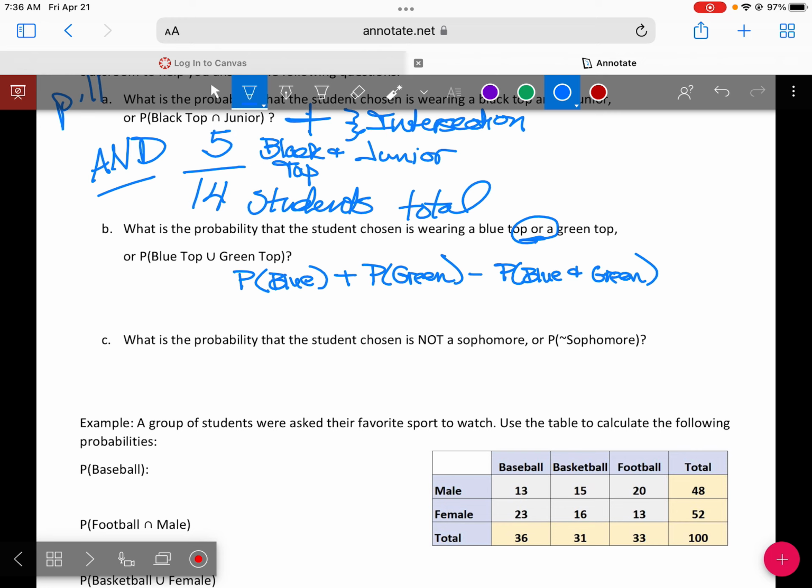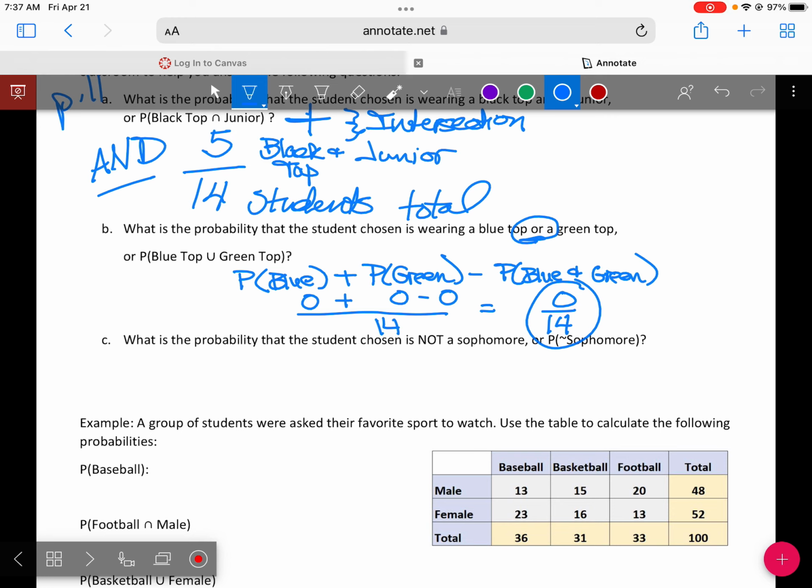All right, first of all, do we have anybody wearing blue or green? I'm not a student. I don't think we do, do we? Well, that makes it pretty easy then. So the probability of blue would be 0 plus the probability of green would be 0 minus the probability of someone having both. Out of 14 is going to be 0 out of 14. That's my final answer.